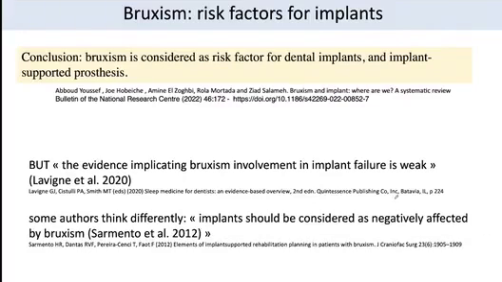About forces, we have to discuss 5 minutes on bruxism. Classically, you can read bruxism as a risk factor for implants. And so, for some authors, bruxism is a contraindication for implants. But the number one expert on bruxism in the world, Gilles Lavigne, said the evidence implicating bruxism involvement in implant failure is weak.